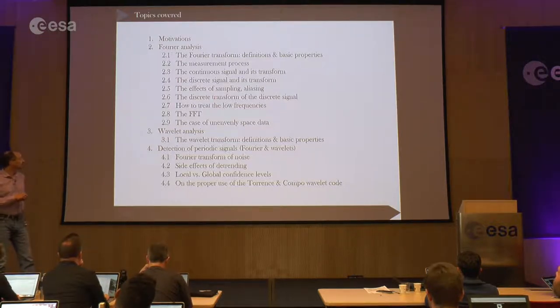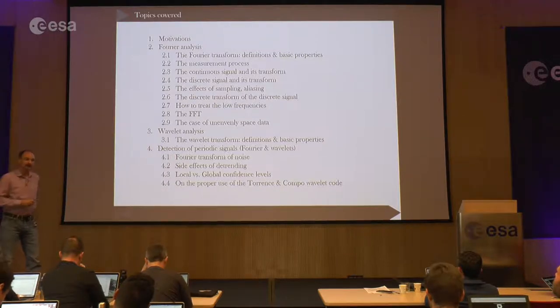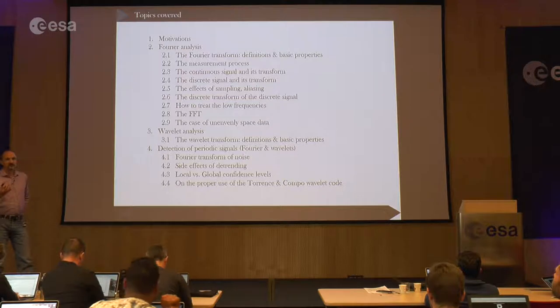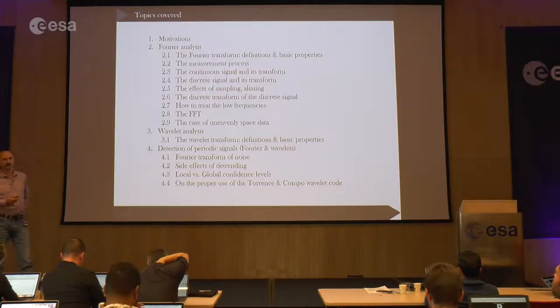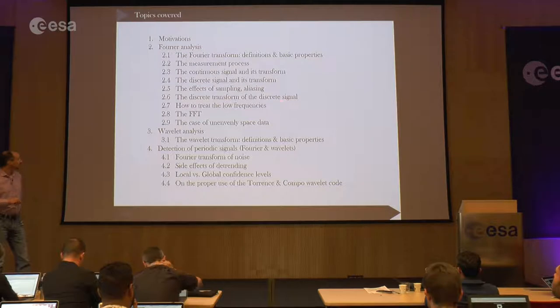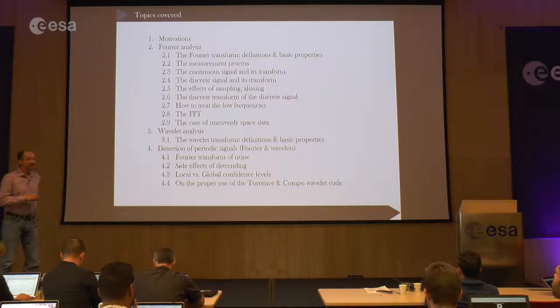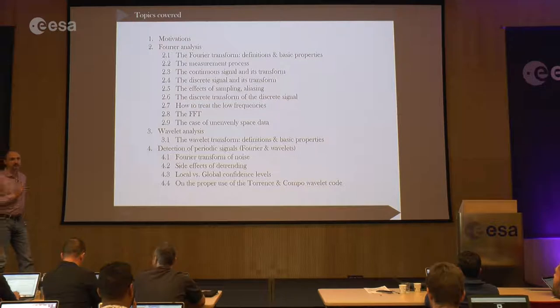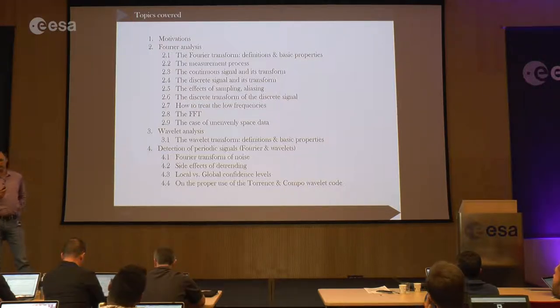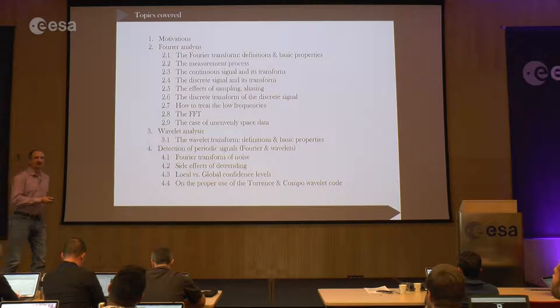what's the effect of sampling, how to take into account all these effects and make sure that you understand all the possible nasty side effects that they can have. I'm going to cover quickly the FFT as a tool that's not synonymous with Fourier transform. Cover briefly the case of unevenly spaced data. I will treat mostly the case of evenly spaced data, but for many practical purposes, all of what I will present applies also to unevenly spaced data.